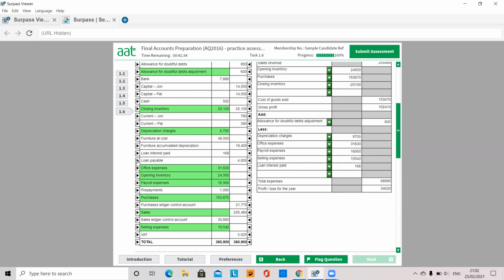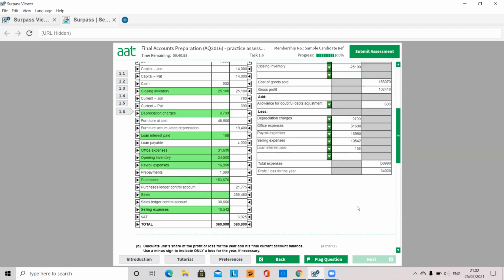Loan interest paid, sorry. So we paid £106 interest on our loan, which gives us our total expenses of 68,990, okay? So therefore, you've got your gross profit, 102,410, plus your 600 for your allowance for doubtful debts, minus your total expenses, gives you 34,020. That's your profit for the year, okay?